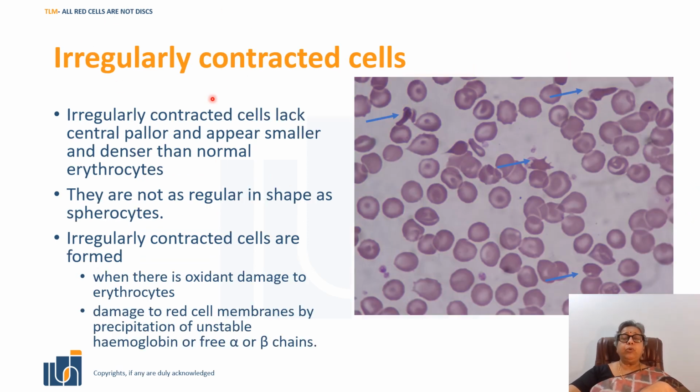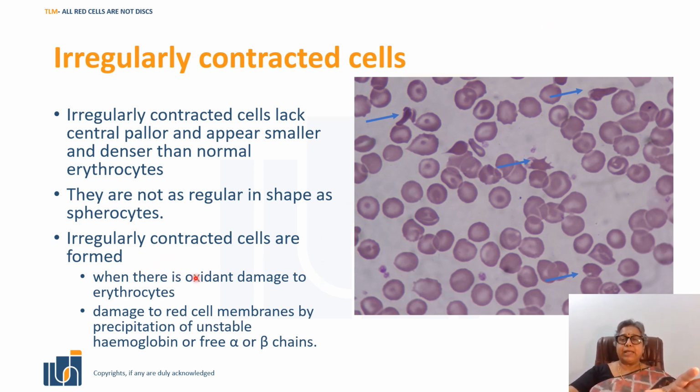Now we move on to irregularly contracted cells. As the name signifies, these cells, which you can see marked by the arrow, lack central pallor. They are smaller and denser than a normal red cell. They are not regular in shape as the spherocytes. Therefore, they cannot be called a spherocyte.